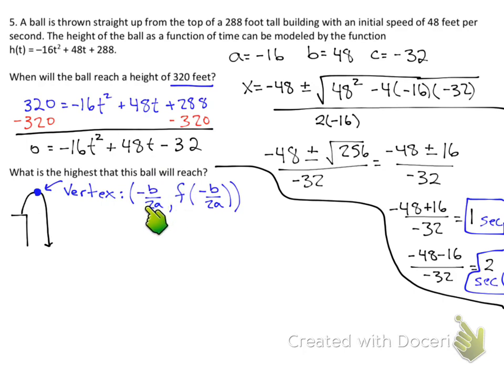So the x value for your vertex represents time. The y value represents the height of the ball at that time. So we're trying to look for the highest point that the ball reaches. So eventually we need to find the y value for our vertex. So we're going to come back to our equation at the very top.